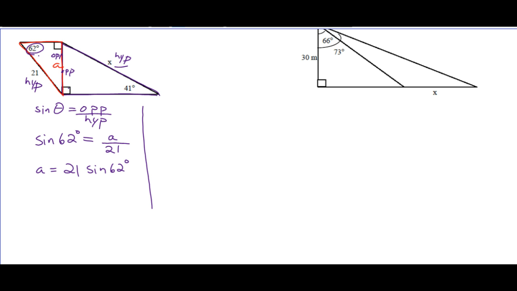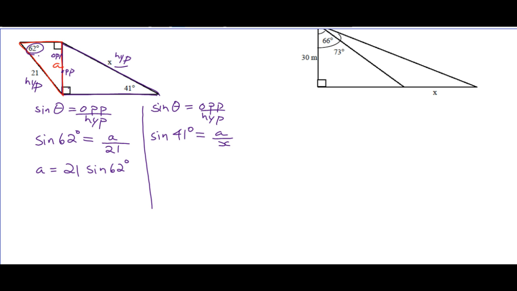Okay, it's also opposite. So we'll go over here, we'll say sine theta. We're just repeating: sine theta is opposite over hypotenuse. But this time we write the sine of 41 degrees is little a over x. And I already have an expression for a, right? I'm saving it. I'll use it in a minute.